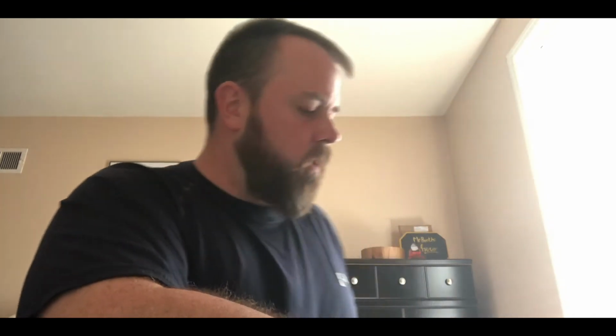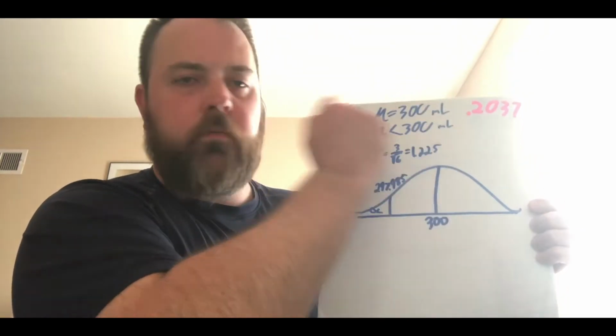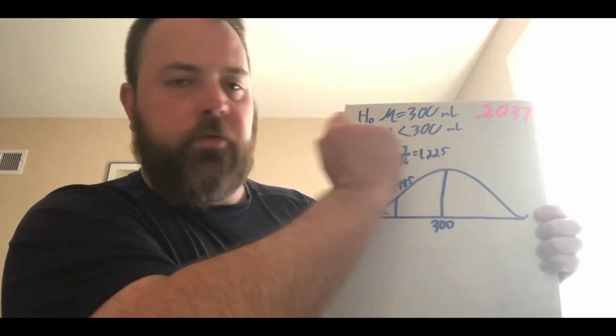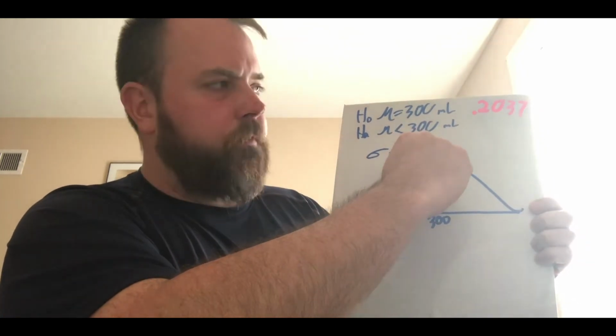Okay, so now we're looking at the second part of the COLA problem. And instead of having the actual mean be 299, we're looking at it as 295. So much of the problem is exactly the same. I still have my null and alternate with the 300. Mu is less than 300 as our alternative. Standard deviation, 1.225 staying the same.